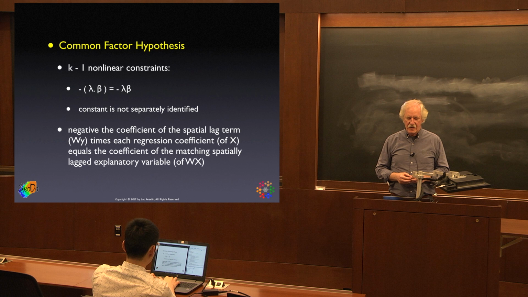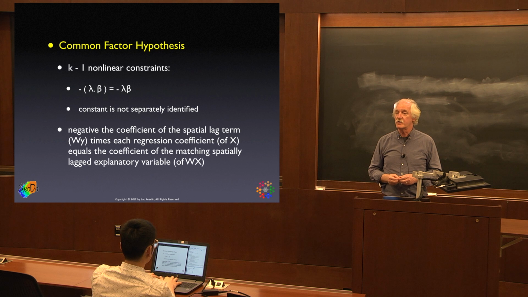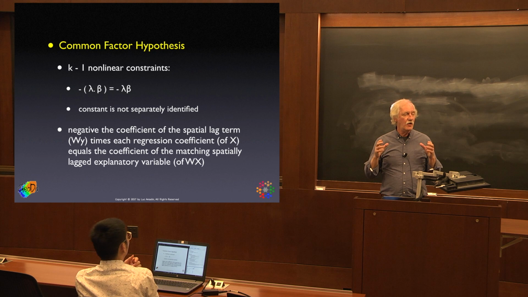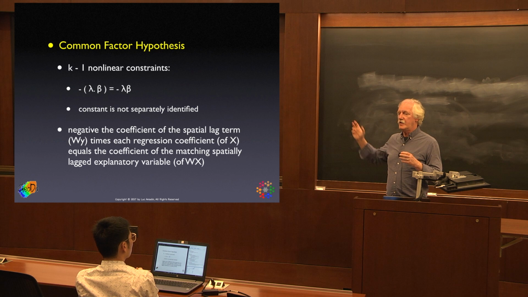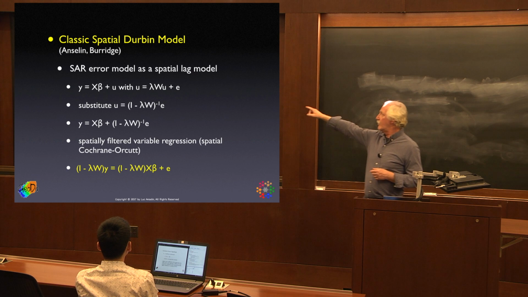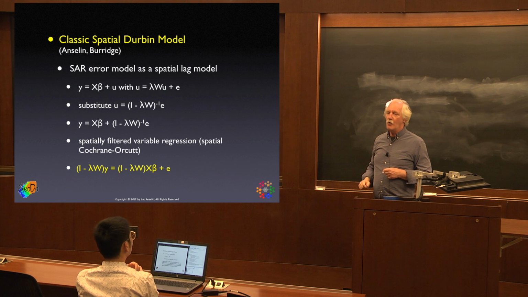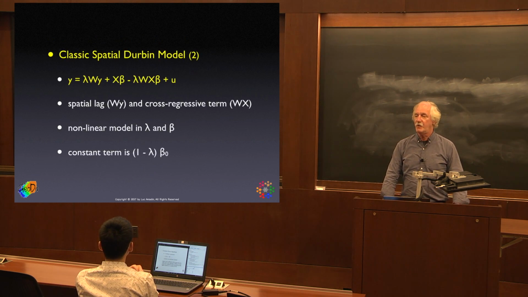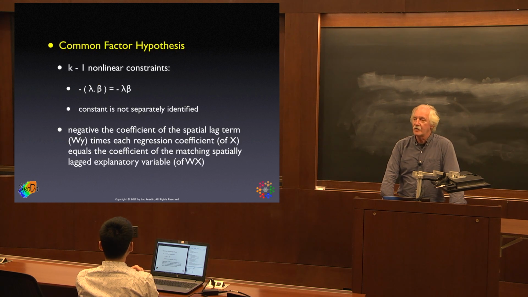And in an error model, remember, there are no multiplier effects. I'll come back to that in a few minutes. So if this is really an error model, then there is no spatial multiplier, because all of this is another way of writing this. So we write y equals x beta plus an error term with a spatial autoregressive error term, or we write it as a spatial lag model. This is the classic spatial Durbin model with the common factor hypothesis.